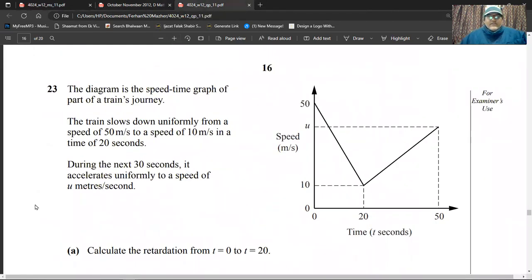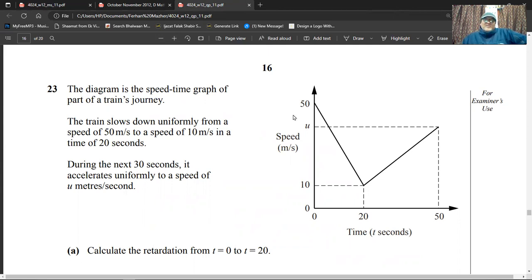Question number 23 coming up on your screen. The diagram is the speed-time graph of a part of a train's journey. The train slows down uniformly from a speed of 50 meters per second to a speed of 10 meters per second in a time of 20 seconds. During the next 30 seconds, it accelerates uniformly to a speed of u meters per second.